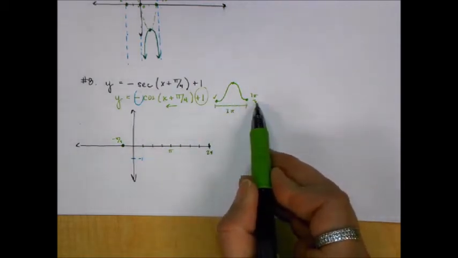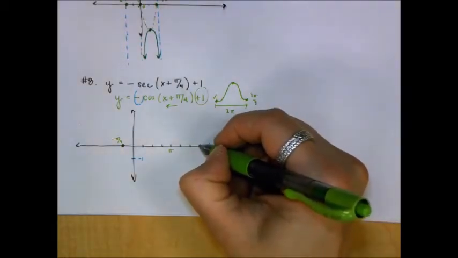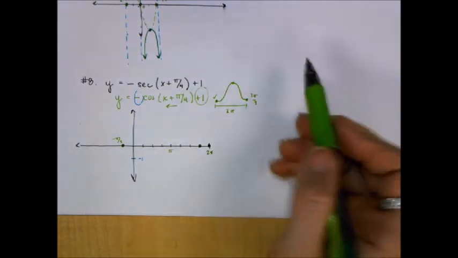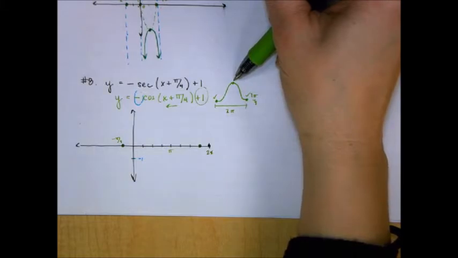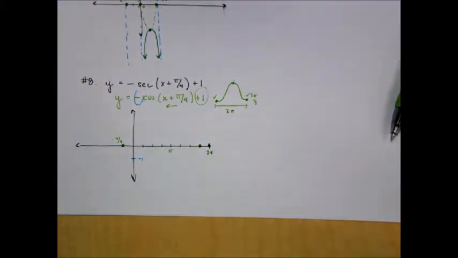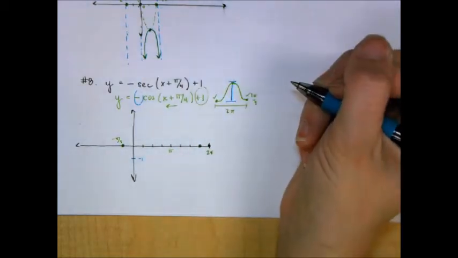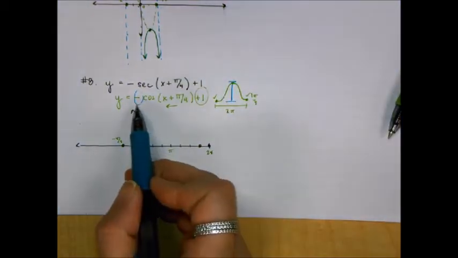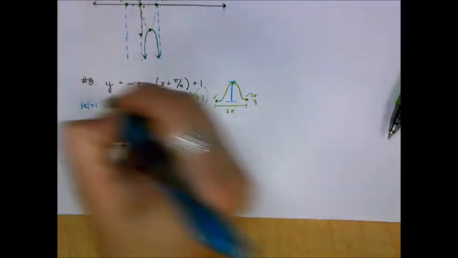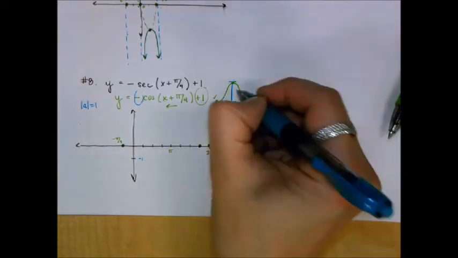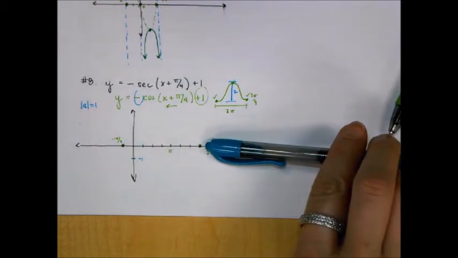Here, 7 pi over 4. Okay, the next point we want to plot is the one right in the middle, which is our maximum. So remember that the total distance between the maximum to the minimum is double the amplitude. So right here we have an amplitude of 1. So the total distance is 2. So right now our minimums are on the x-axis, so my maximum must be at a height of 2.